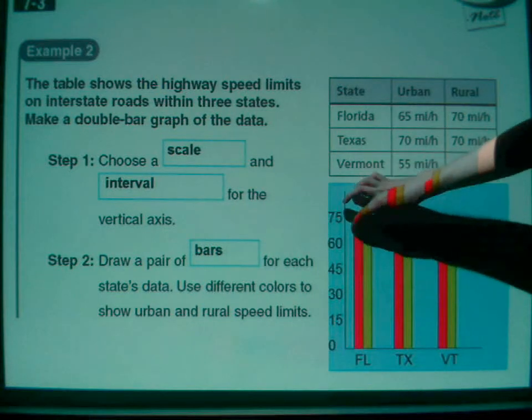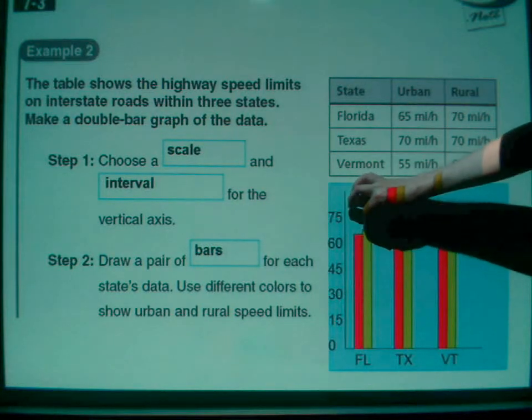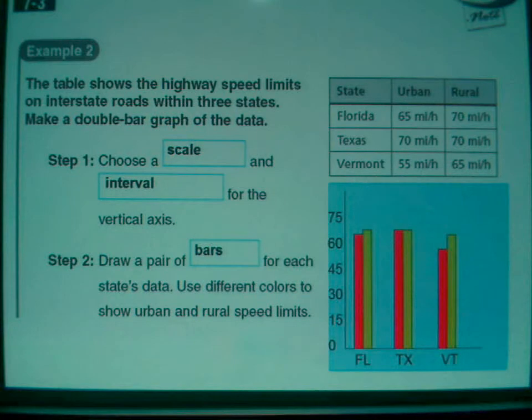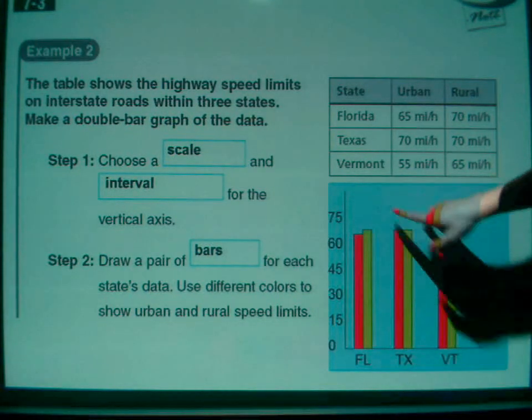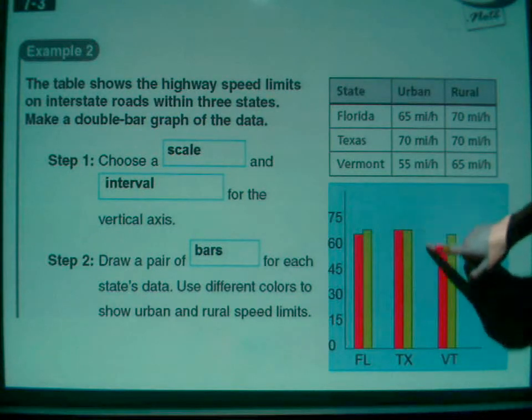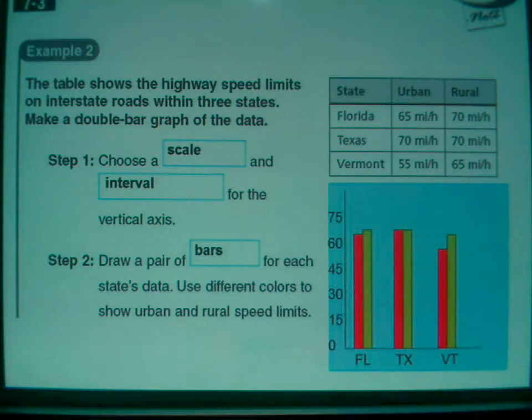Notice that the bars for each state touch one another, which is the correct way to make this. However, the bars from different states do not touch each other. There's a wide gap here, which is the correct way to make the double bar graph.